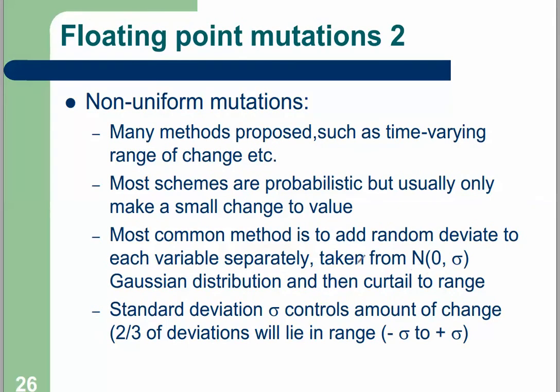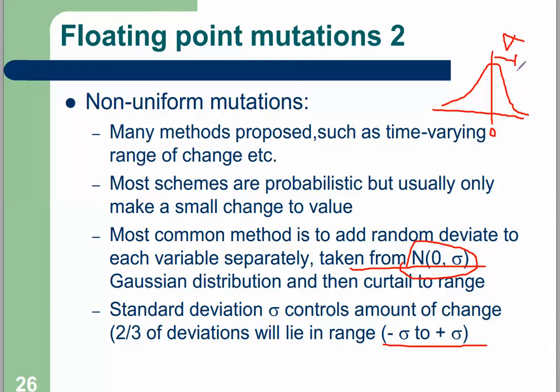Also, we can use other distributions such as the Gaussian or normal distribution. It is a normal distribution with an average of 0, and sigma is the standard deviation of the normal or Gaussian distribution. In this way, each time a value is produced randomly, and this value is added to each gene for mutation. So the real value mutation, or floating point mutation, is a small change to each gene.